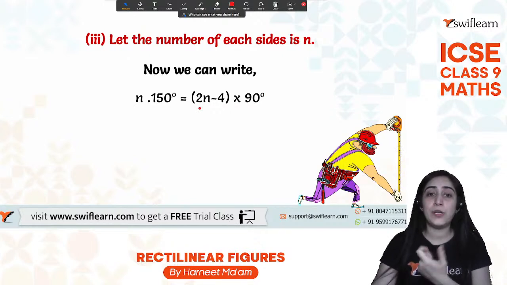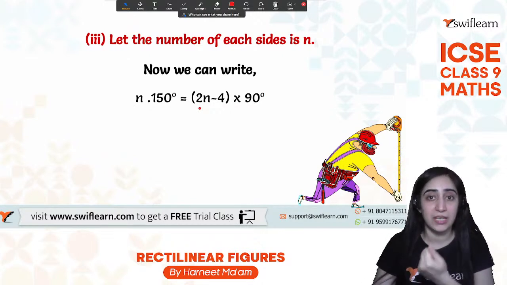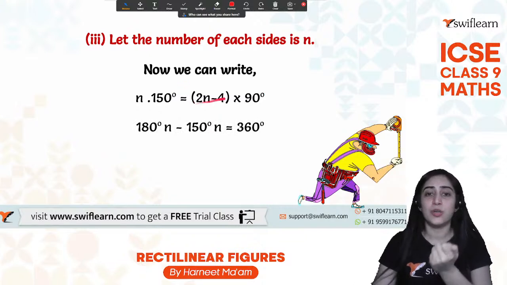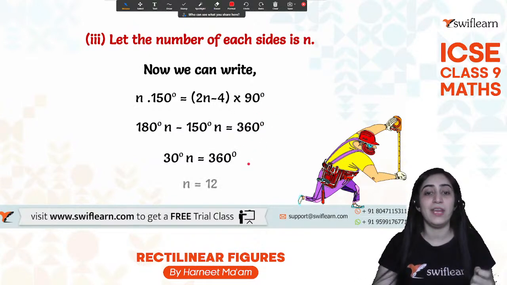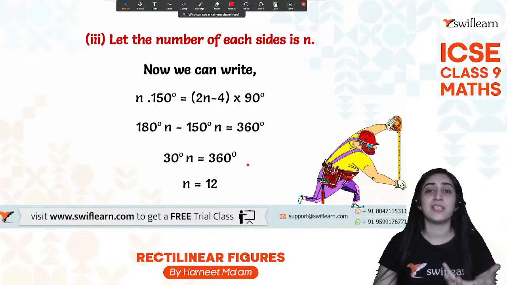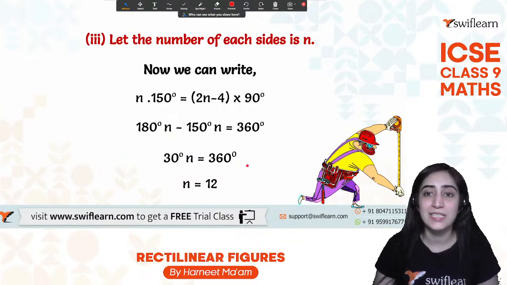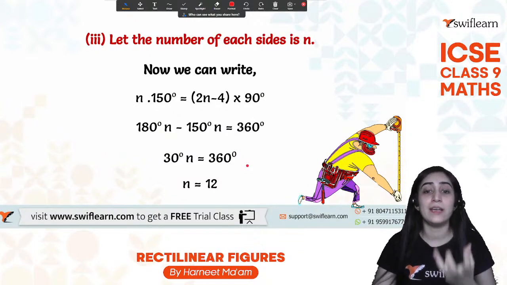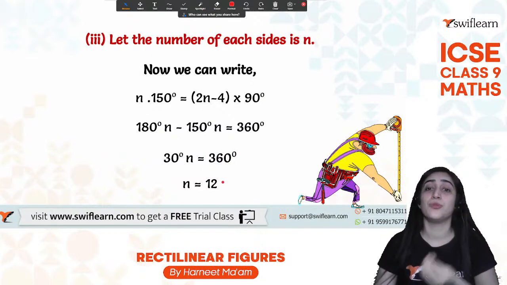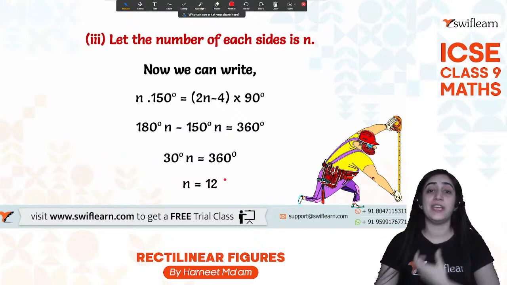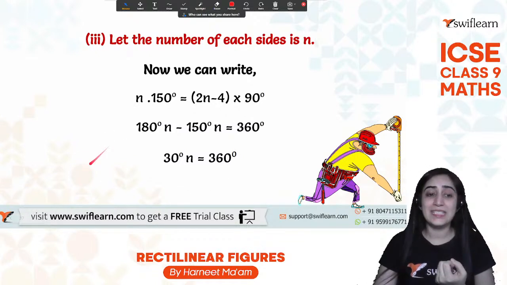So now what are we able to do? We have all the terms in n, and we are able to simplify. So 180 degrees n minus 150 degrees n equals 360 degrees. So the value of n comes out to be 12. So n is equal to 12. So a polygon with 12 sides is the one which will have the exterior angle as how much?